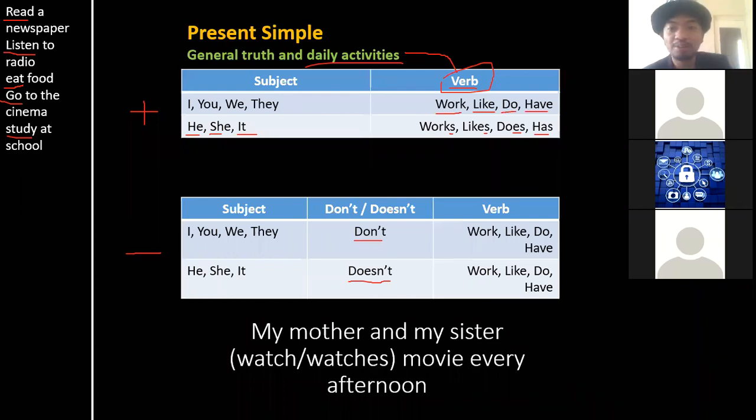Watch. Come on. Write on the chat, please. Okay, look. My mother and my sister are 2 people. Right? 2 people. You can make it the same as they. So when we use they, we don't use S. So the answer is watch, not watches.